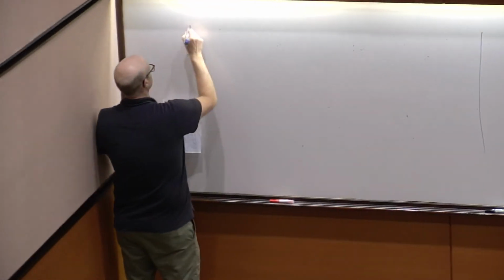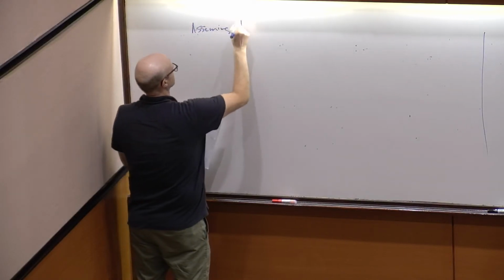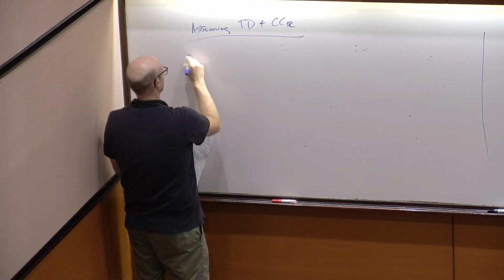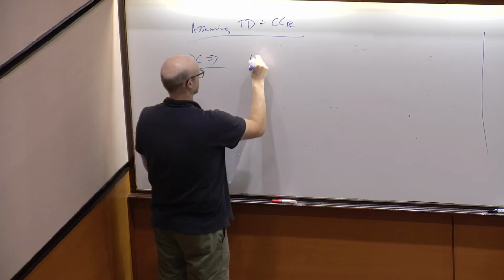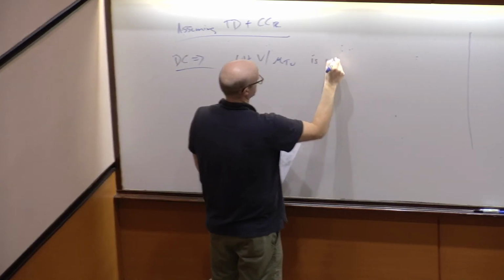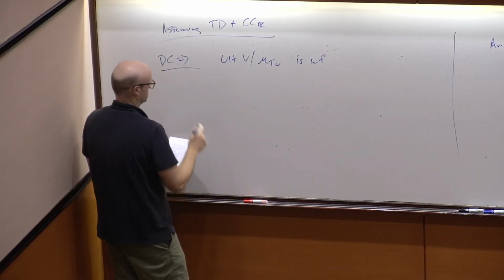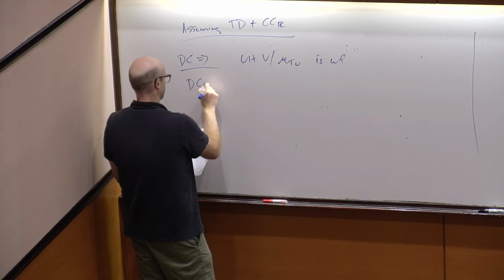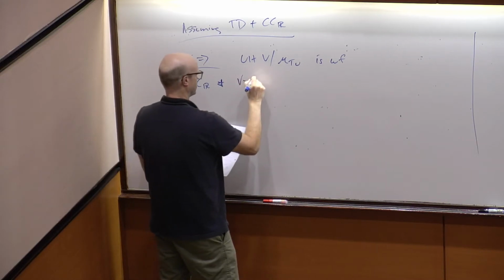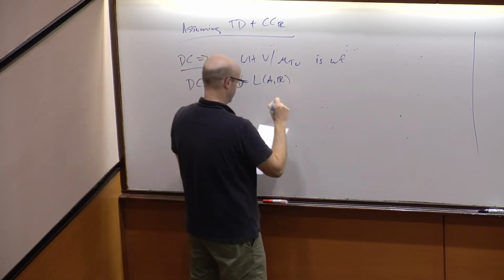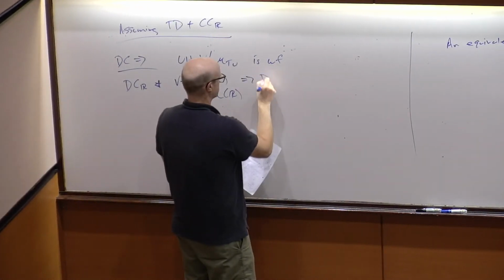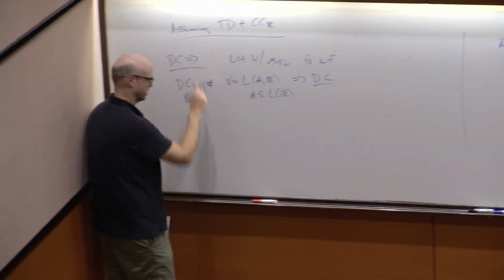So assuming, again, Turing determinacy plus DCR, I guess. If I have all of DC, then I can just take the ultrapower of the whole universe by the Turing measure, and that's well-founded. If I have DCR and V equals L of A in R, where A is just some subset of L of R, it doesn't matter, well, this implies DC, so I can appeal to the first case.